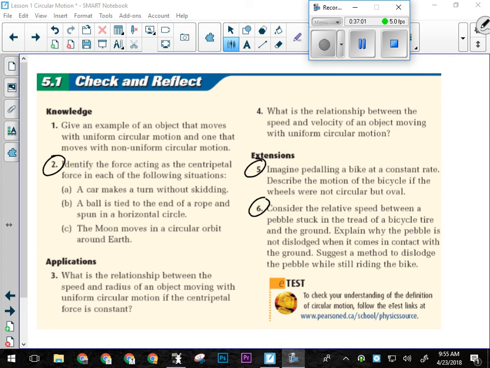All right, for number 6, the relative speed of a pebble stuck in the tread of a bicycle tire and the ground. Explain why the pebble is not dislodged when it comes into contact with the ground. Suggest a method to dislodge the pebble while still riding the bike. Okay, you get a rock stuck in the tread. What's holding it in there? Yeah, well, it's mostly friction, right?